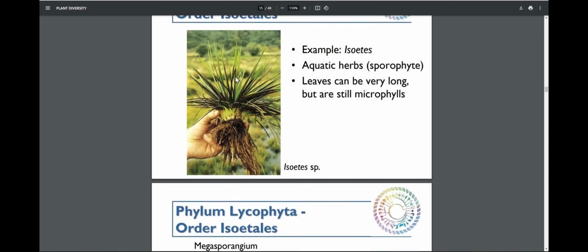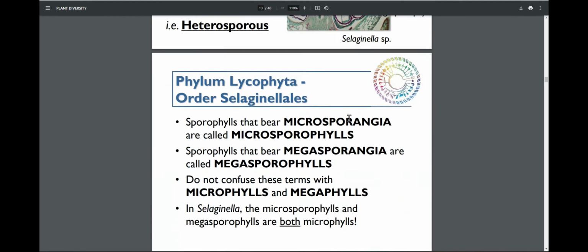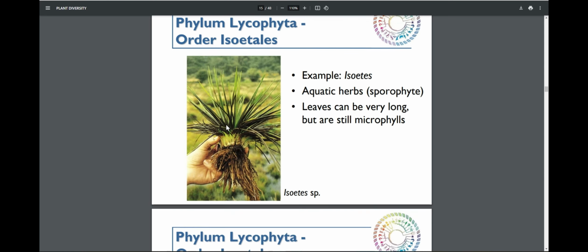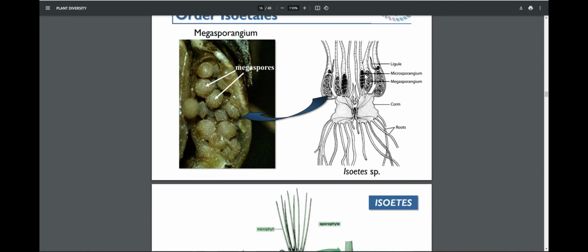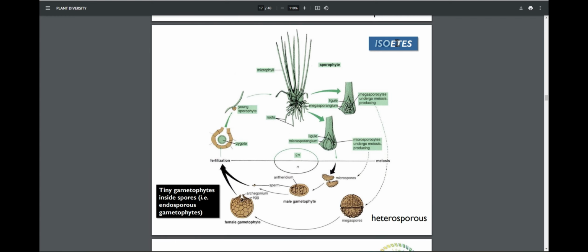Unlike the two orders that we mentioned above, there is no strobilus or strobili, while all the sporangia are at the base of the leaves, so around here. The roots, not much special.